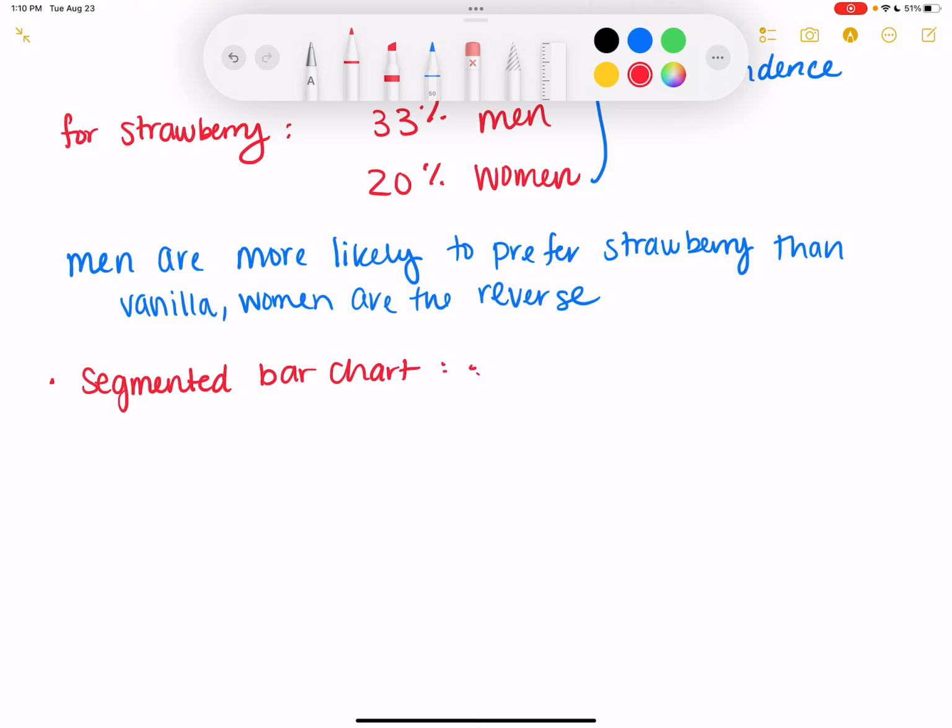So with this, each bar is a whole. We use this with two different pieces of information, like male and female, and then we classify or color a part of it for chocolate, strawberry, and vanilla within the one bar for each of male and female. So each bar is a whole. It's used to compare two different groups.